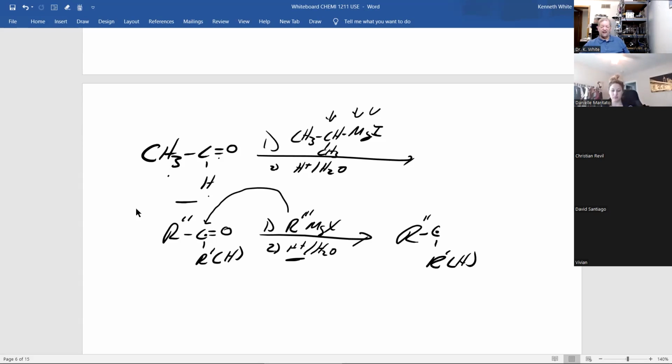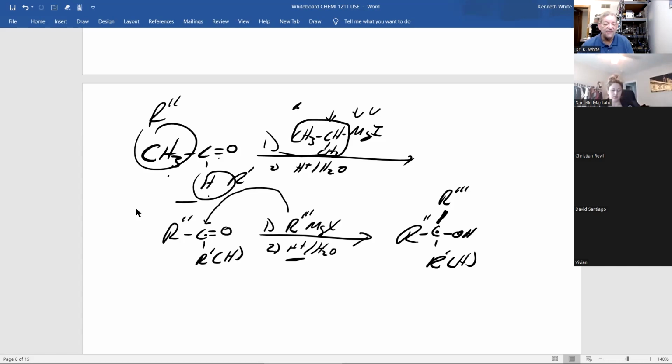What's attached to that carbon is still there. This opens up to an alcohol, and you make that very special thing, a carbon-carbon single bond. So this is our R prime, our R double prime, and the carbon with the Grignard is the carbon bonded to the carbonyl carbon. So let's keep our eye on that.